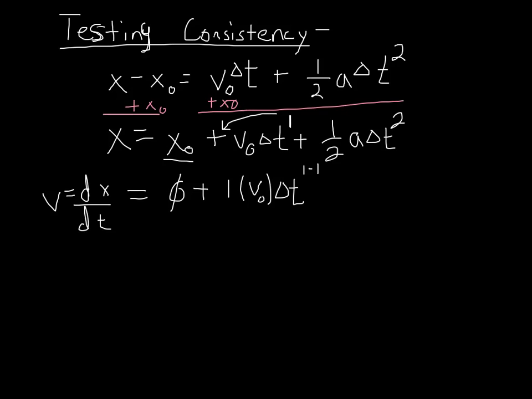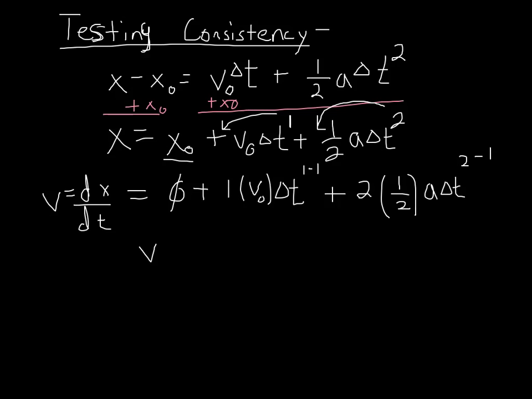Okay, and then I have 1/2 a delta t squared. I'm going to bring my exponent down in front. So I have 2 times my 1/2 times my a times my delta t. And I have my squared, and I need to subtract off 1 from the exponent due to the product rule.